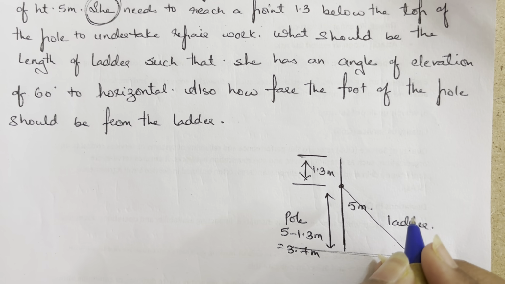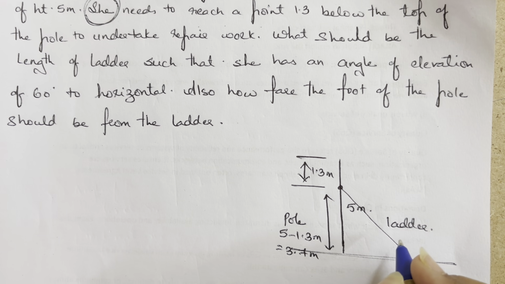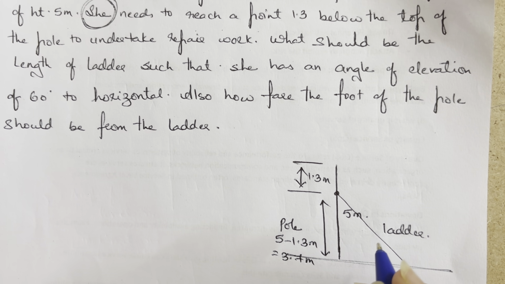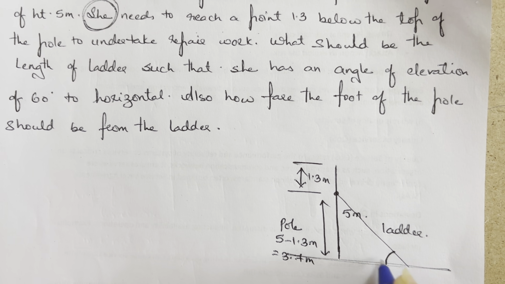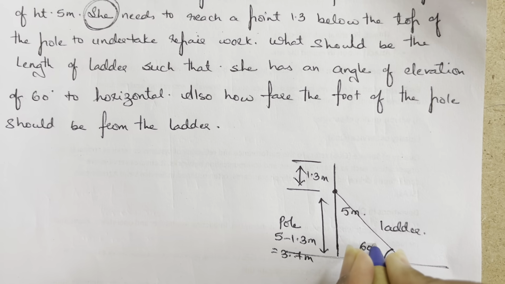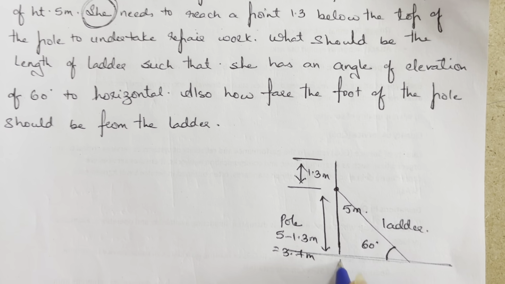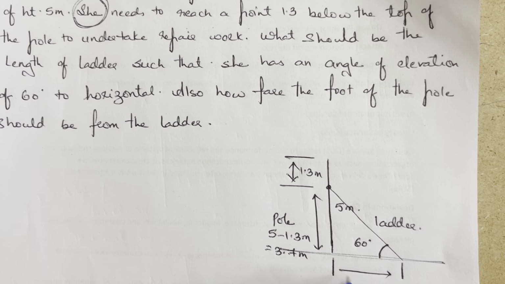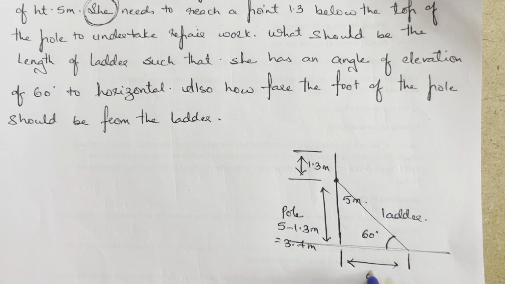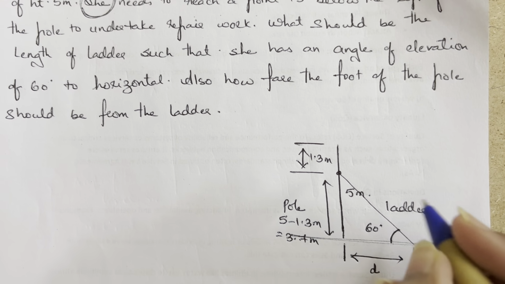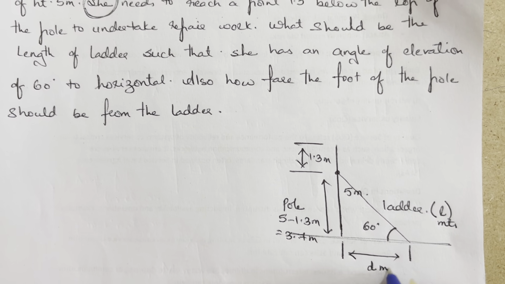Now the length of the ladder is asked. Then it says, the length of the ladder such that she has an angle of elevation of 60 degrees. The angle of elevation, obviously, cannot be here. It is going to be here itself, which is given as 60 degrees to the horizontal. Also, how far the foot of the pole should be from the ladder? So this distance is also asked. Let this be D. Let the length of the ladder be L meters, and the distance be D meters is what we understand.